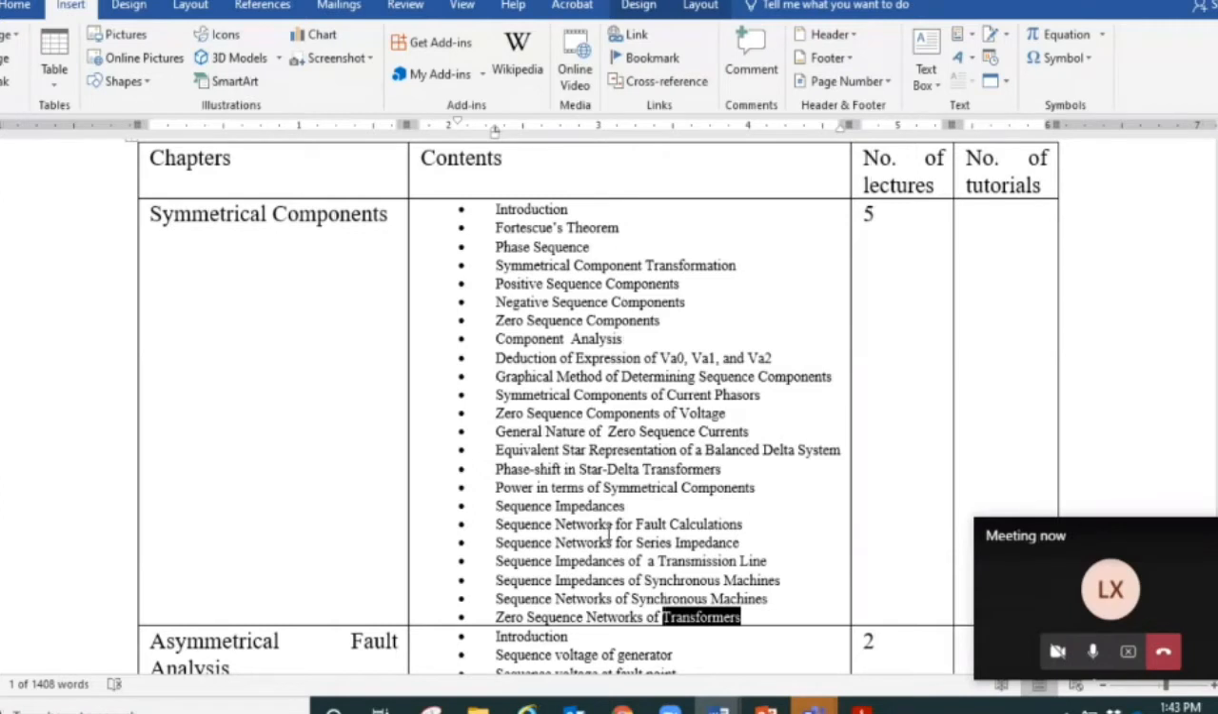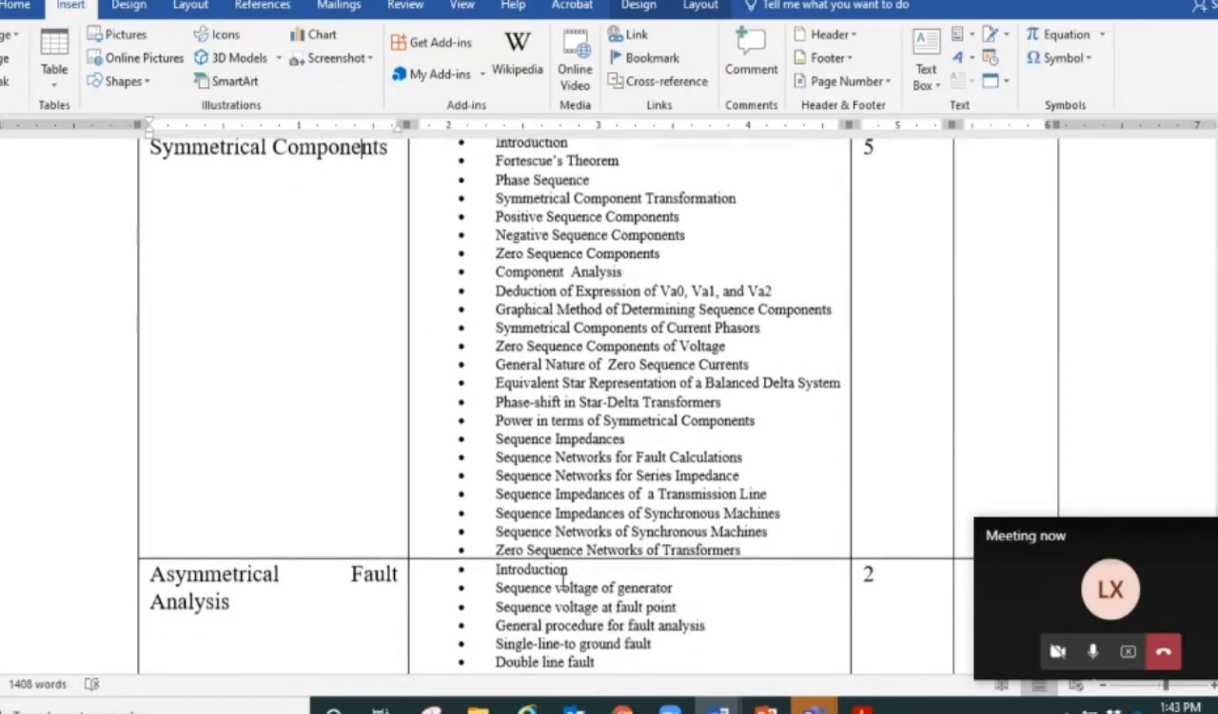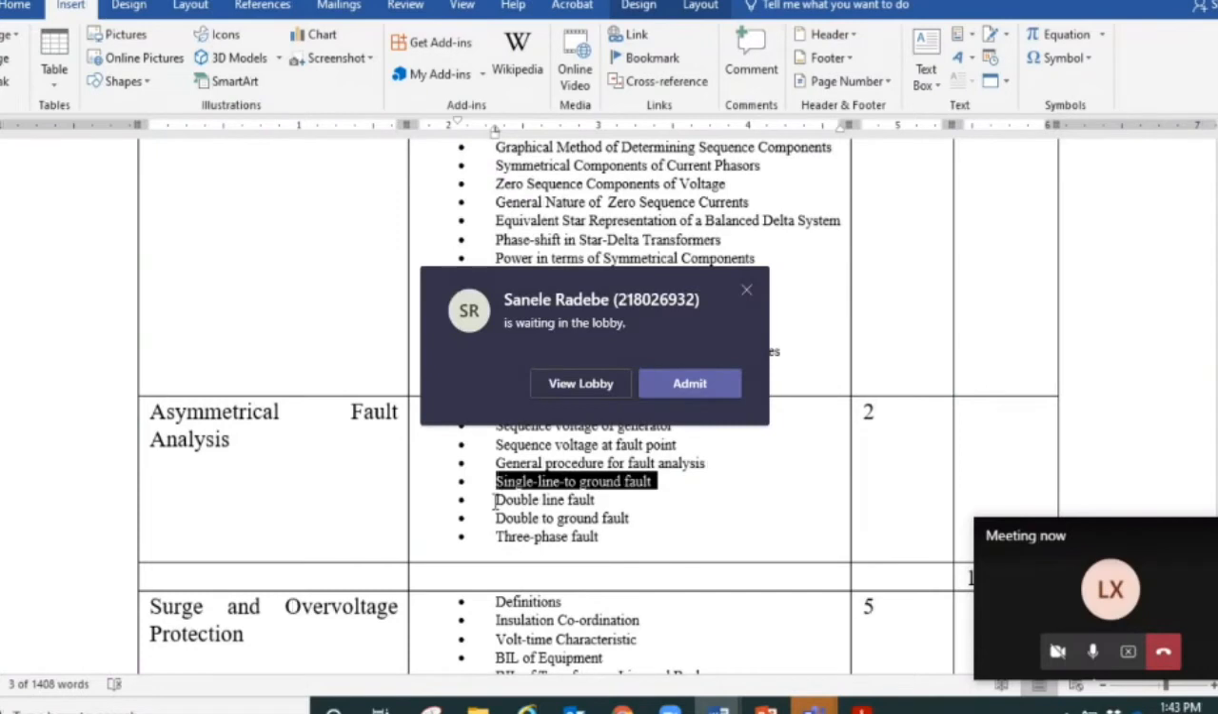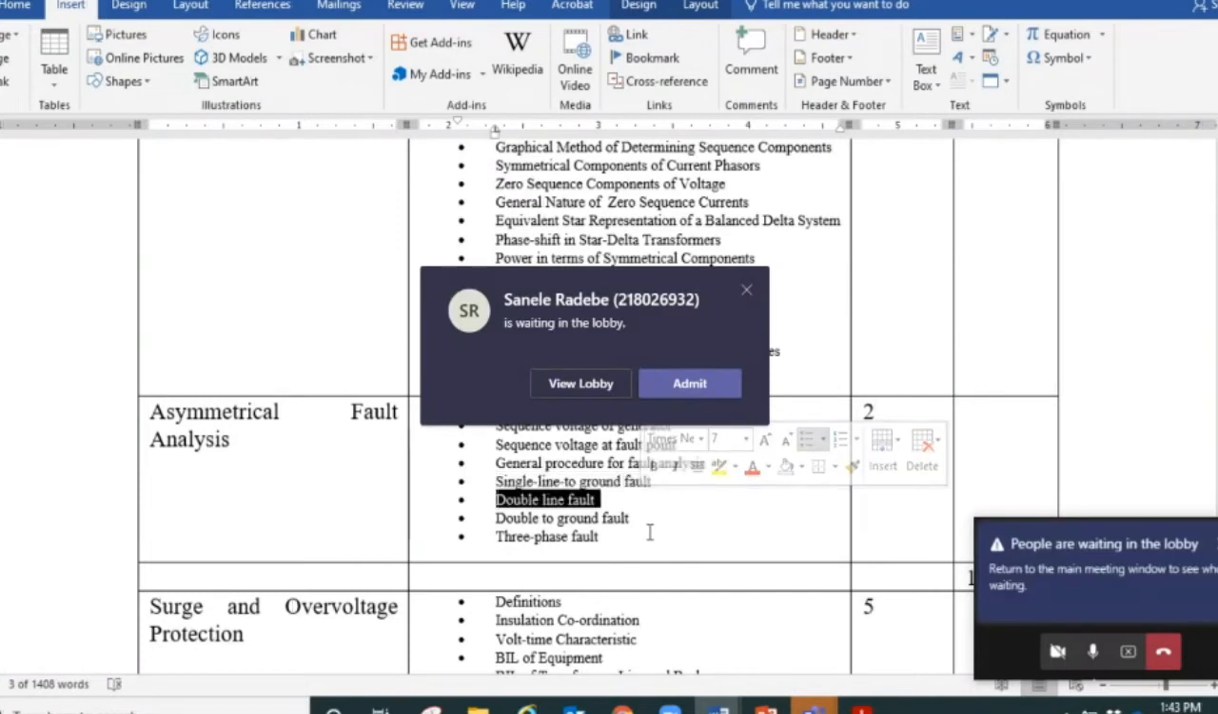So primary winding, secondary winding, and tertiary windings. So we'll need to learn those things as well in this chapter, symmetrical components. So when we are done with that, we'll go for asymmetrical fault analysis, where we'll learn about single phase to ground fault, double line to ground fault, and double line fault.